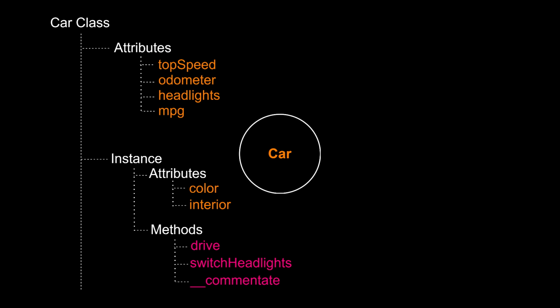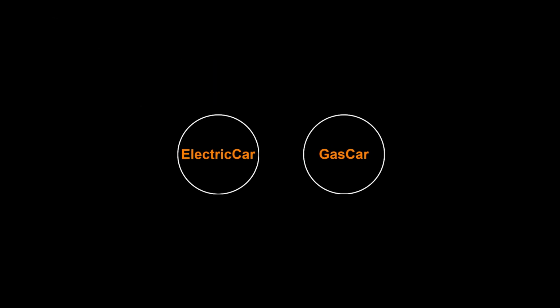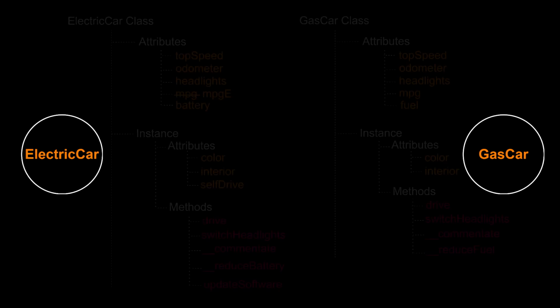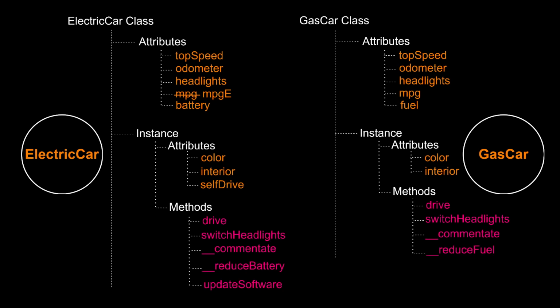In this video, we want to build on top of that. So let's say we want to design a gas car and also an electric car class. How would we go about this? As you know, there are a lot of similarities between these two types of cars, but also there are some differences. Let's go over these similarities and differences one by one.